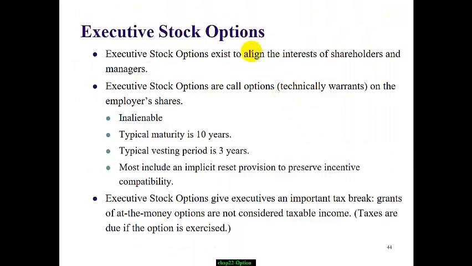So lastly, options are widely used in executive compensation packages. The main purpose is to try to align the interests of shareholders and managers. So managers typically are awarded lots of options. At the time they receive those options, most of them are at the money, meaning worthless. However, when they're doing well, the stock price goes up, and the call option will be in the money. So that's going to give them a lot of incentive.